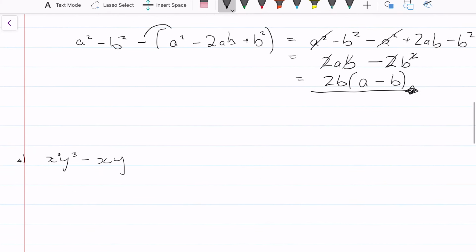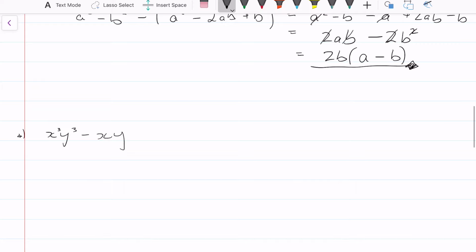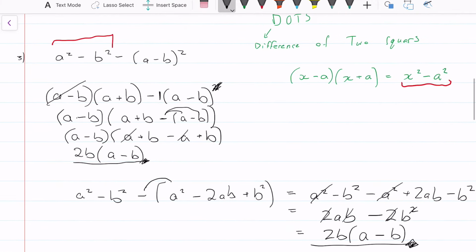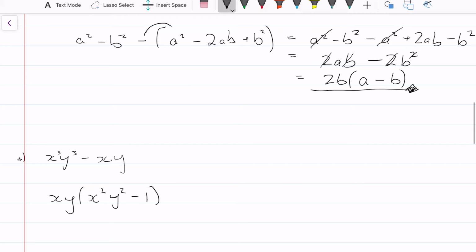Okay, with this question, quite a simple question, we can just factorize x and y out, and we're left with x squared y squared minus 1. Okay, and this again follows the difference of squares, or the rules for it. So we can factorize this more. We can have xy, and xy minus 1 times xy plus 1. And that is your final answer.